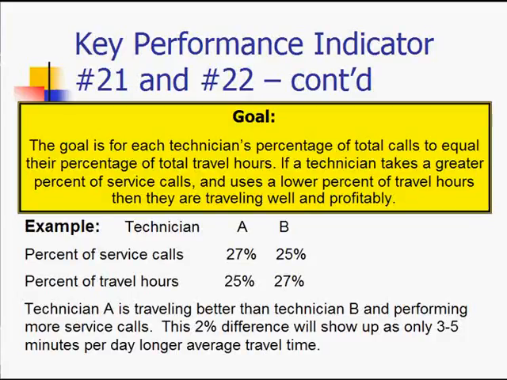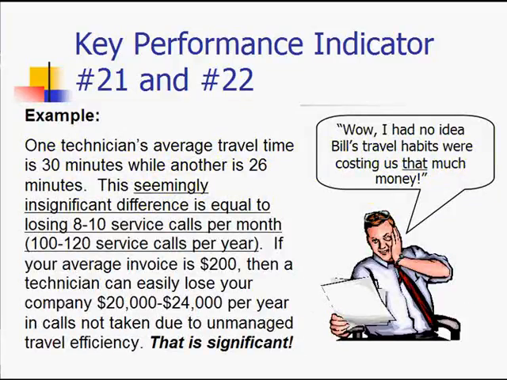Now that may not sound like a lot, but it is. Let's look at an example. One technician's average travel time is perhaps 30 minutes, while another one is 26 minutes. That's only 4 minutes difference. That doesn't seem big. But this seemingly insignificant difference is equal to losing 8 to 10 service calls per month, or 100 to 120 calls per year. If your average invoice is $200, then a technician can easily lose your company $20,000 to $24,000 per year in calls not taken due to unmanaged travel efficiency. That is significant.